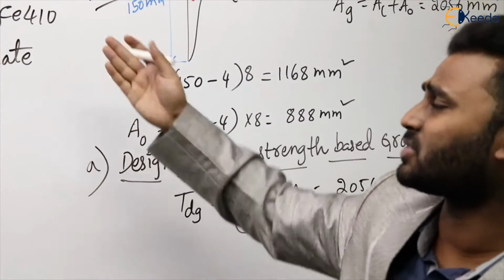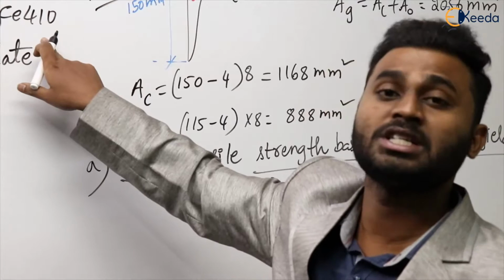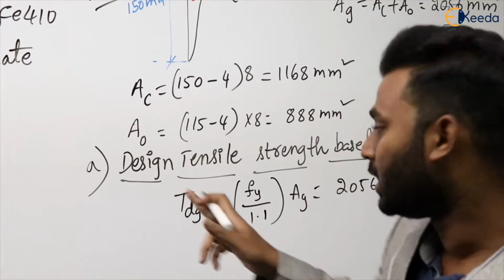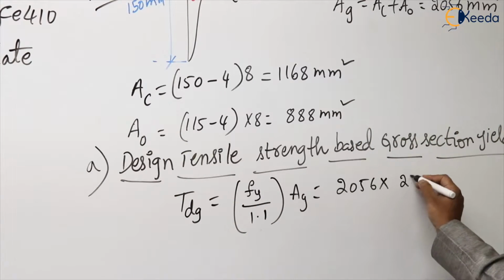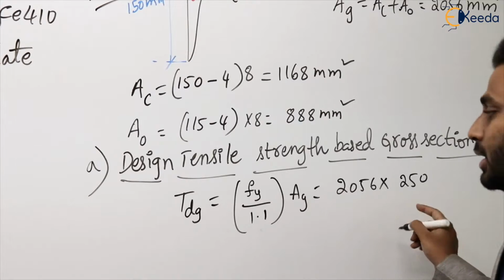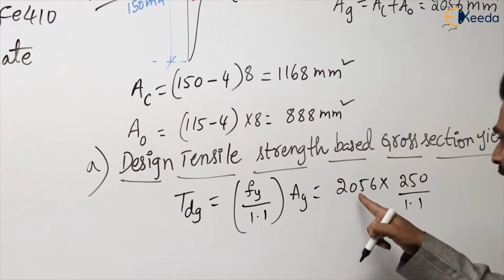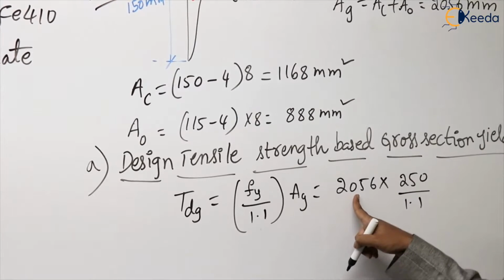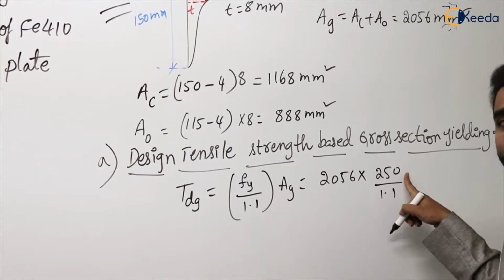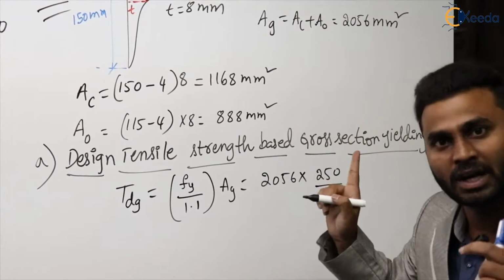If it is not given, as it is Fe410, it means it is a mild steel. Okay, Fe410 grade steel. So for that Fy is 250. If it is not given, we have to assume it, divided by 1.1. If you see the units, area is mm square, and here it is Newton per mm square. So mm square will get cancelled. We are left with Newton.